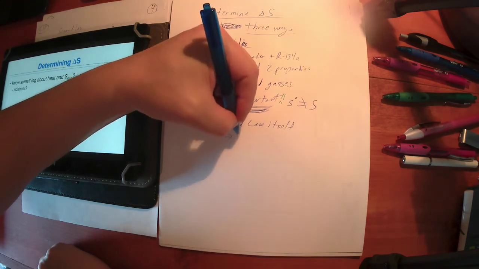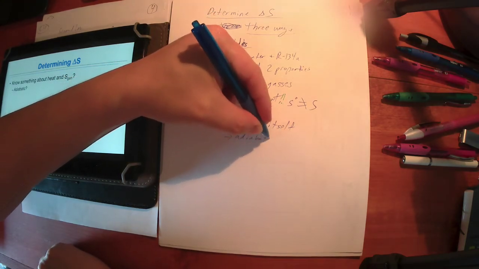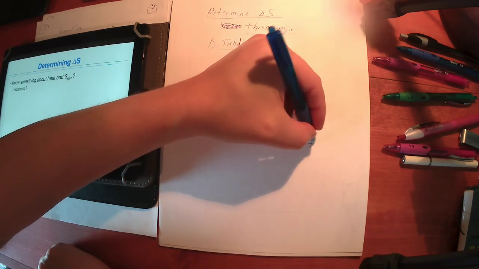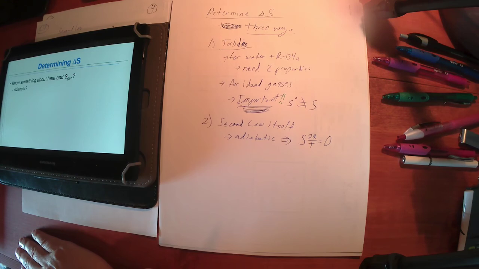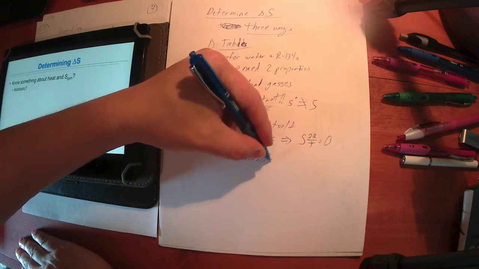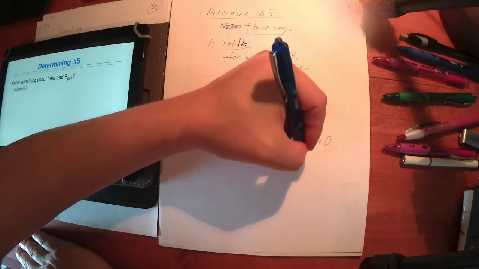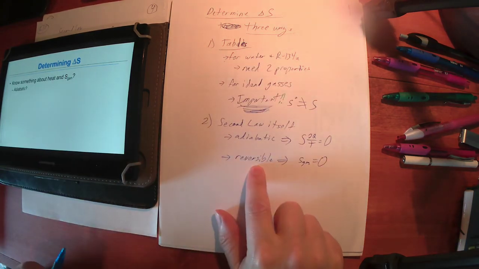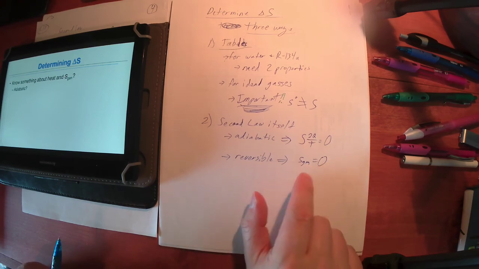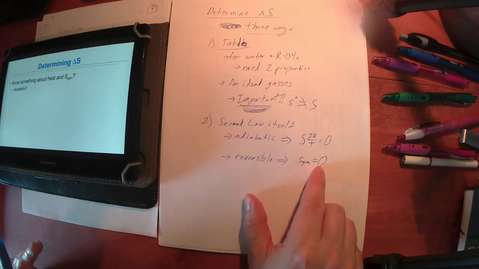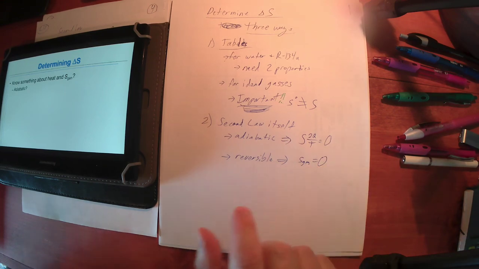If it's adiabatic, that tells me that this integral of dq over T is equal to 0. If it's reversible, then that tells me the entropy generated is 0. Have they given me enough information that I can assume this process is reversible? Or does it just make sense to go ahead and assume the process is reversible and then use that as another property?